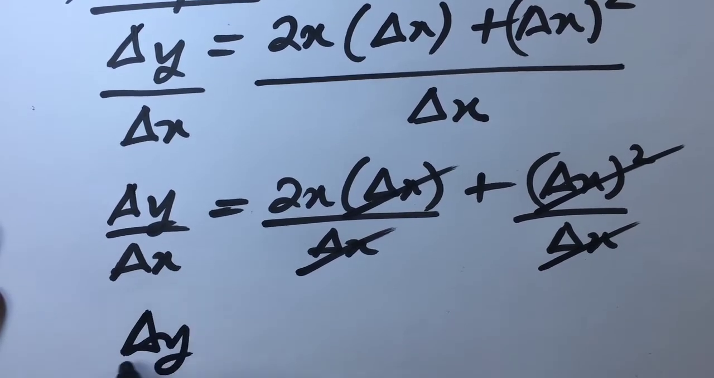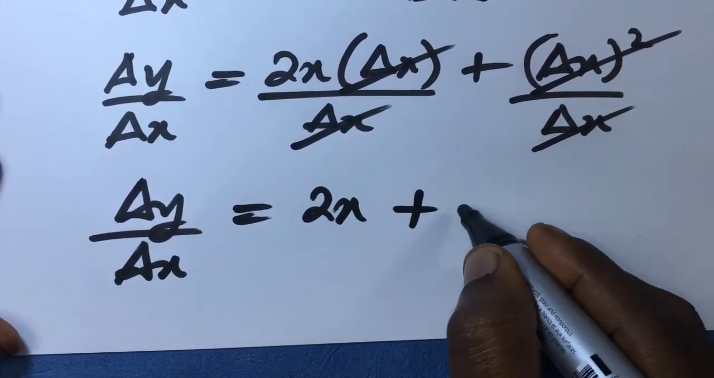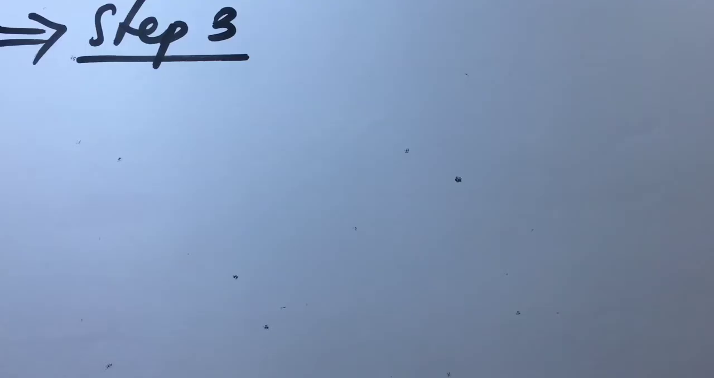So change in y all over change in x would finally give us 2x plus change in x. And this concludes your step 2. Finally, in step 3 of this problem, all you would have to do is to obtain the derivative. And remember, the derivative of the function y equals x squared in this case would be obtaining the limiting value of the gradient function you had obtained in step 2.